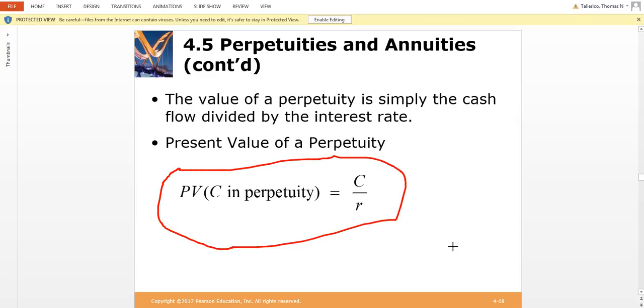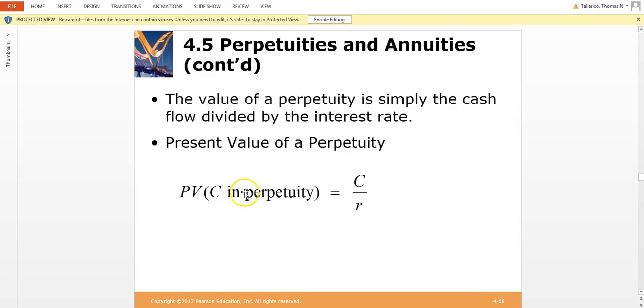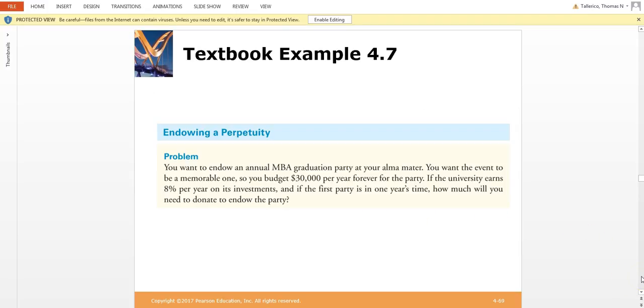Basically this is like an endowment that a college gets, and the question becomes, how much money do you have to give a college or some other person up front so they could have a supply of payouts, such as free tuition for somebody or a scholarship forever? So the equation is simply the present value equal to the payment divided by the interest rate.